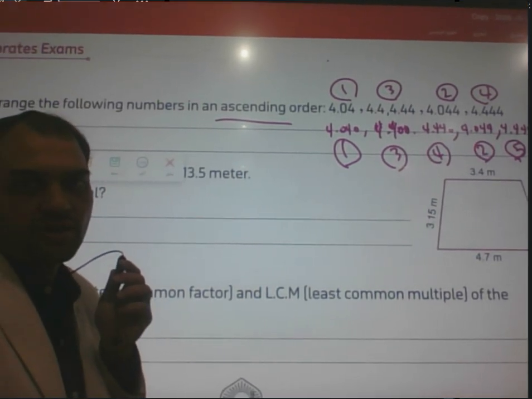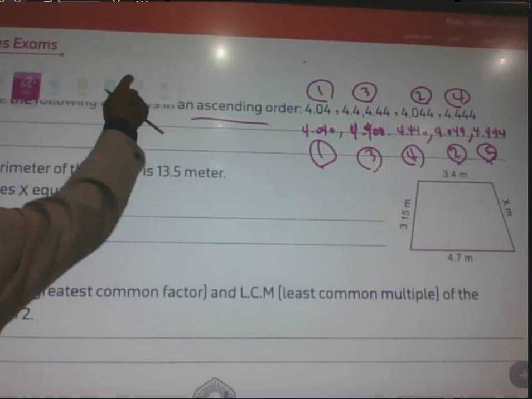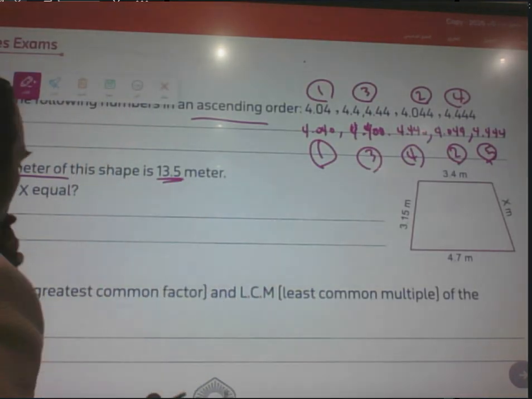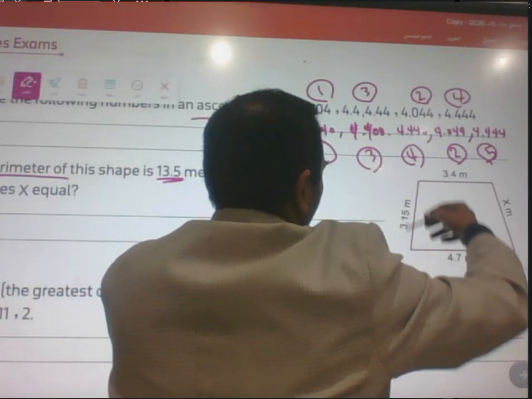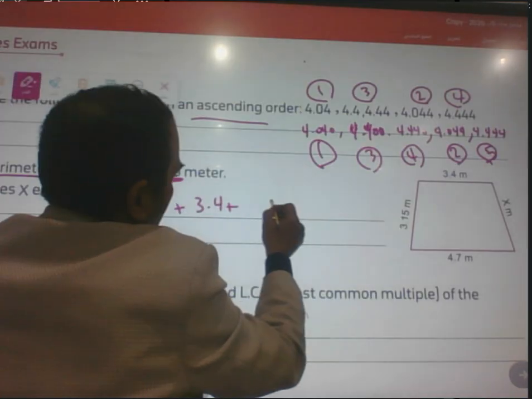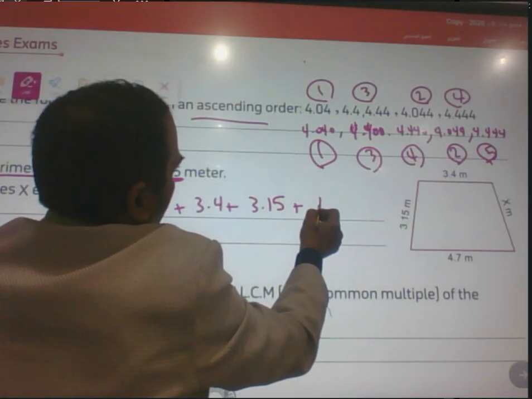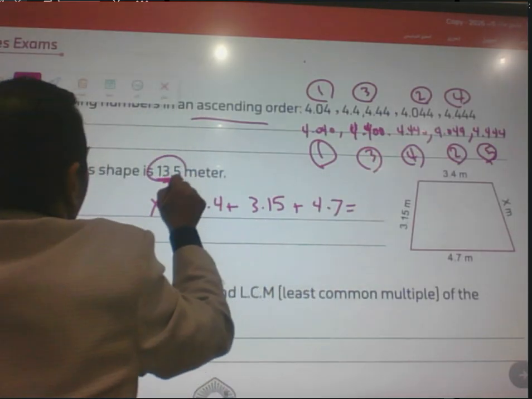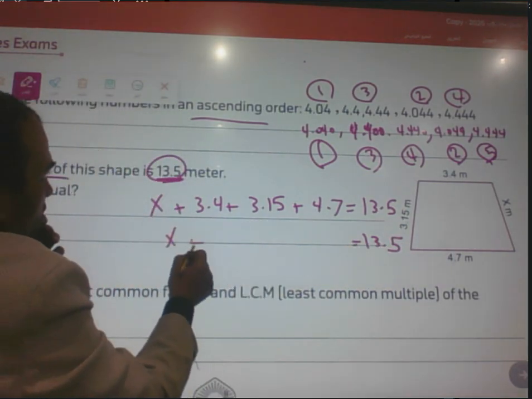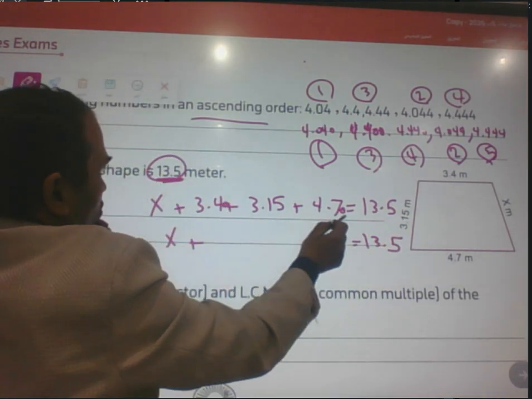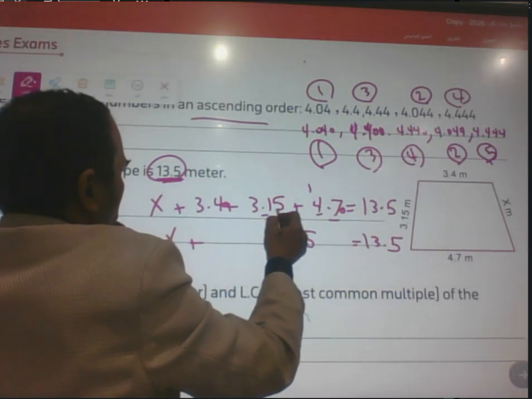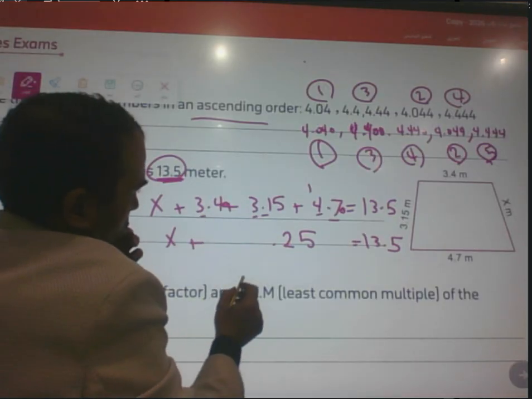Okay. Next question. If the perimeter of the shape here is 13.5 meters, what is the value of x? We know the perimeter equals the sum of all sides. Then we have x plus 3.4 plus 3.15 plus 4.7 equals 13.5. We can add, writing 0 here to equalize the parts. 0 plus 5 plus 0 is 5. 7 plus 1 is 8. 8 plus 4 is 12, 2 and carry 1. 1 plus 4 is 5, 5 plus 3 is 8. 8 plus 3 equals 11.